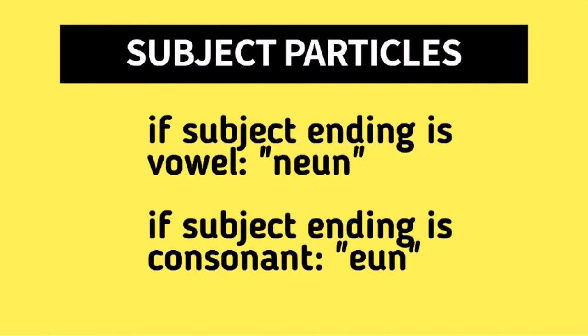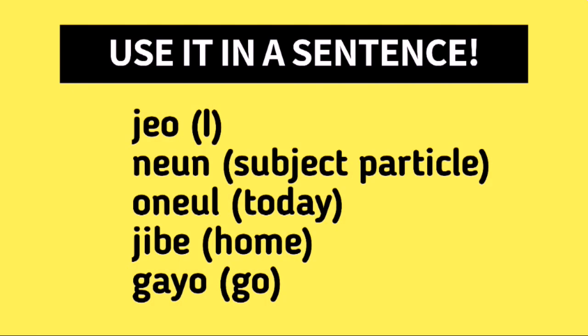The rule for subject particles is that if the subject ending is vowel, we will use nun. If the subject ending is consonant, we will use un. And for the case of 저, its ending is a vowel. Therefore, we will use nun. The word 오늘 means today. 집에 means home. And 가요, our word for today, means to go.